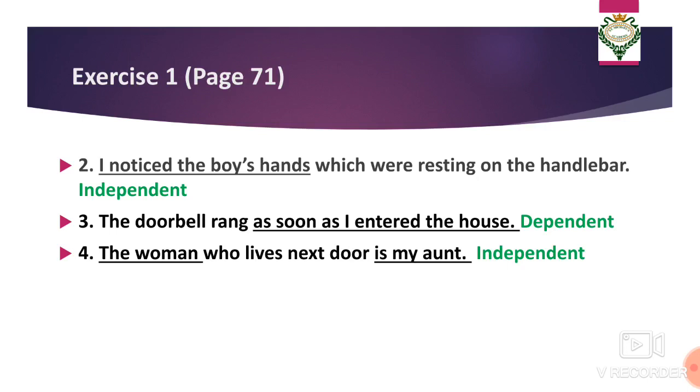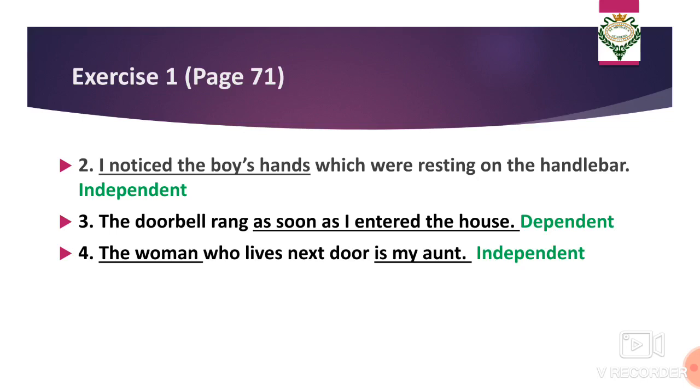I noticed the boy's hands which were resting on the handlebar. I noticed the boy's hands. So this has a complete meaning of its own. It has a subject, I, it has a verb, noticed, and it does not depend on any other portion of the sentence for its meaning. So that's why it is an independent clause.